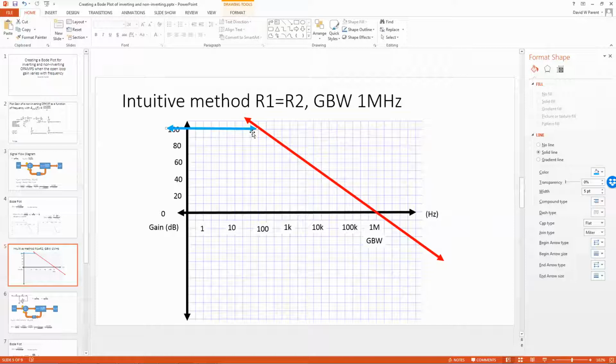Now, for the phase, where the gain is flat, it's going to be 0. Then you'll have the transition region, right? It'll be minus 45 at omega naught, and then at 10 times omega naught, it'll go to minus 90. So that's really the quickest way to do that.